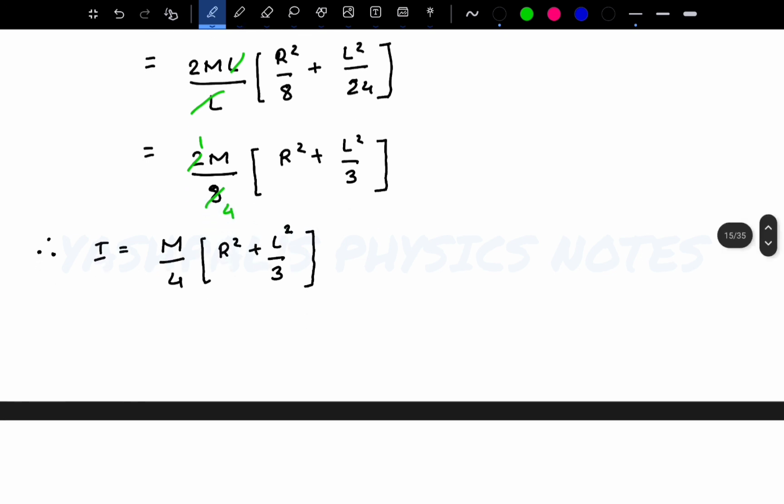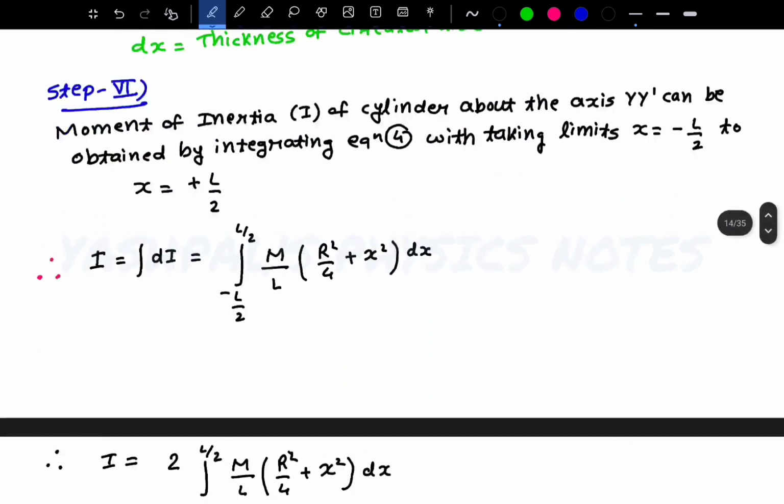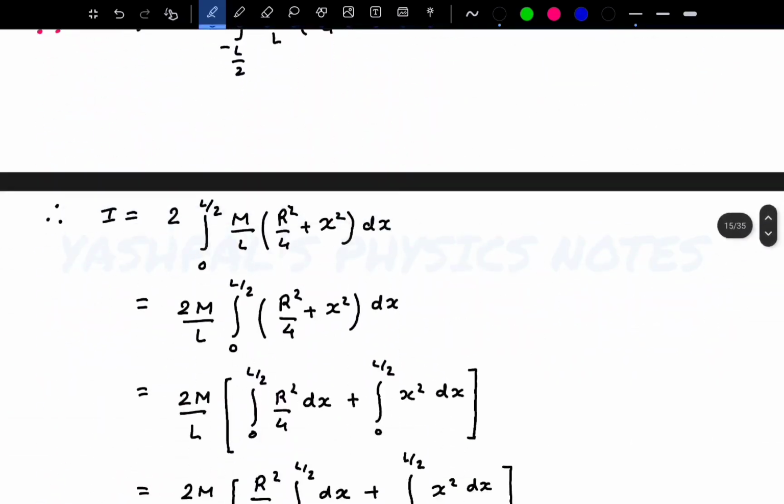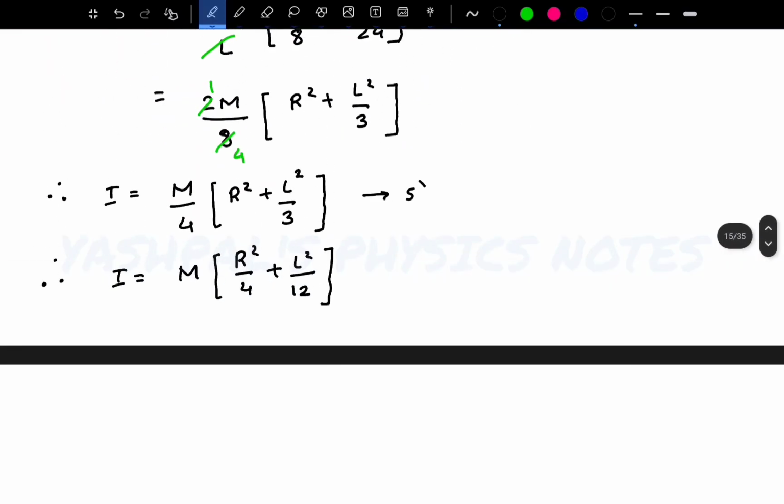Now if I multiply this term inside by 4, so ultimately we can also write this equation in this form: I is equal to m, R square upon 4 plus L square upon 12. Give this as equation number, what was our last equation, 4, and this, give this equation number 5, and this as equation number 6. In exam you can write till equation number 5, or further you can expand it till equation number 6. Both are correct.